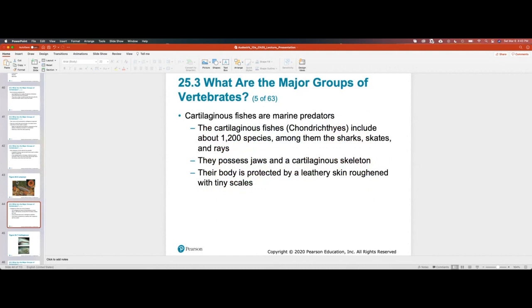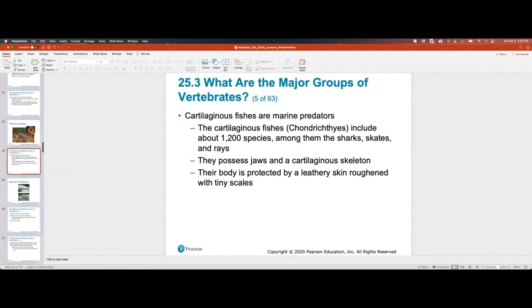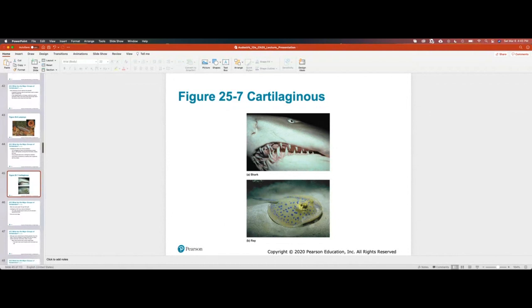All right, cartilaginous fishes, chondrichthyes. So those include sharks, skates, and rays, and they have jaws and a cartilage-based skeleton. They also have leathery skin and scales. So again, you see how those teeth are similar in shape and size, really terrifying.